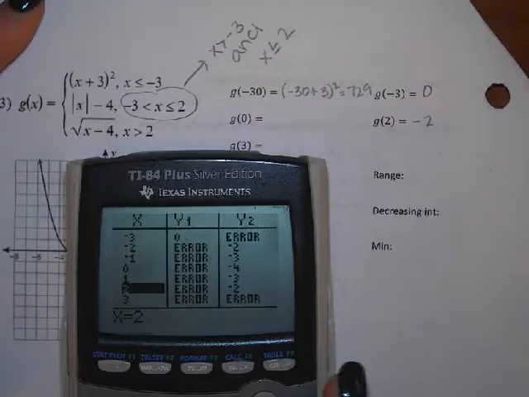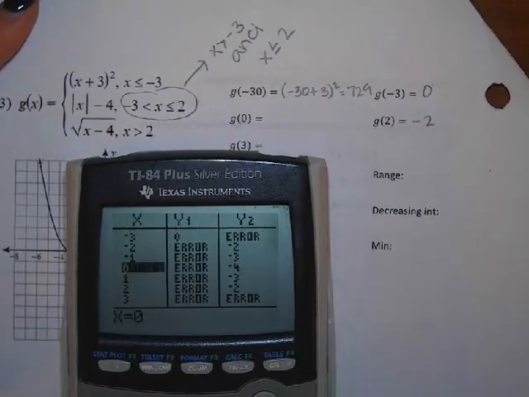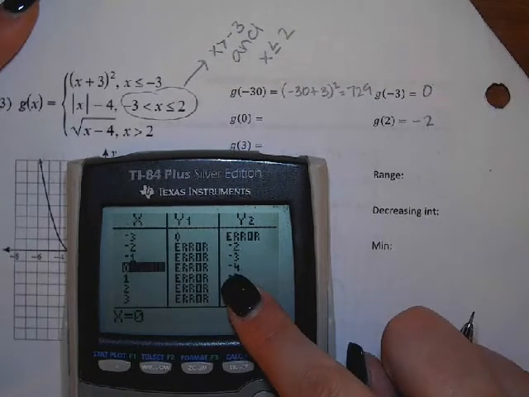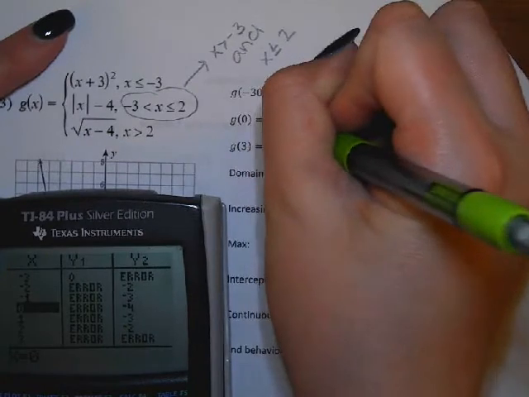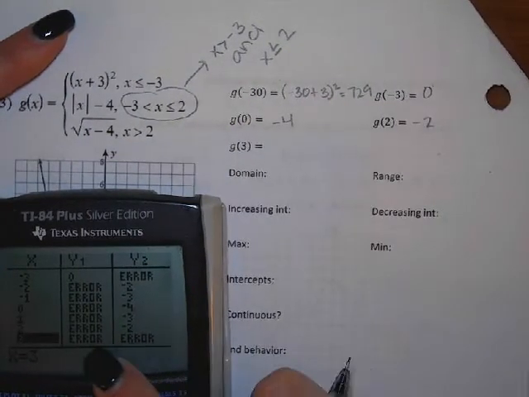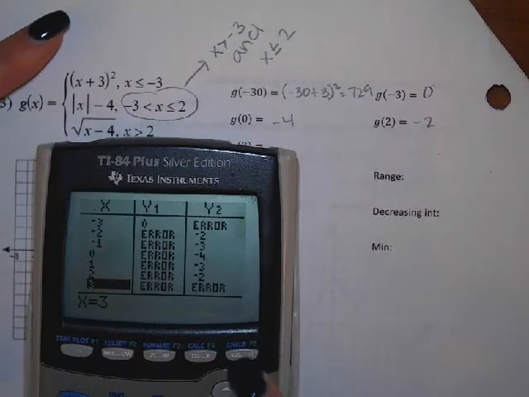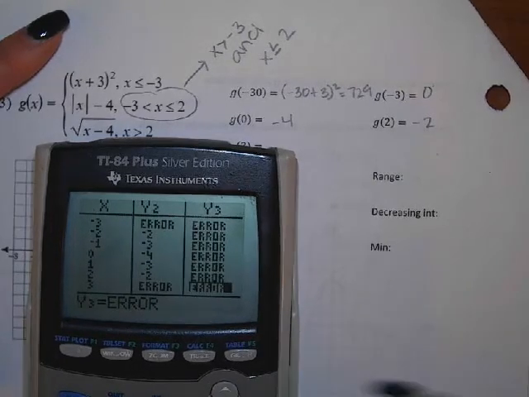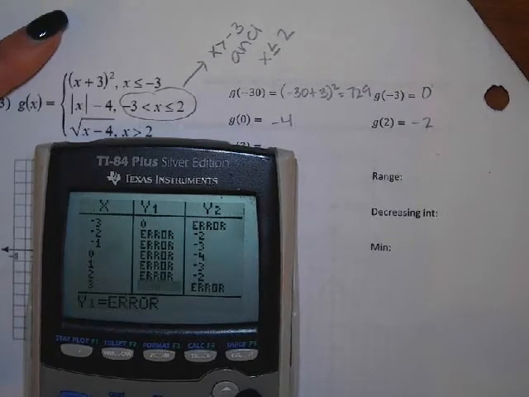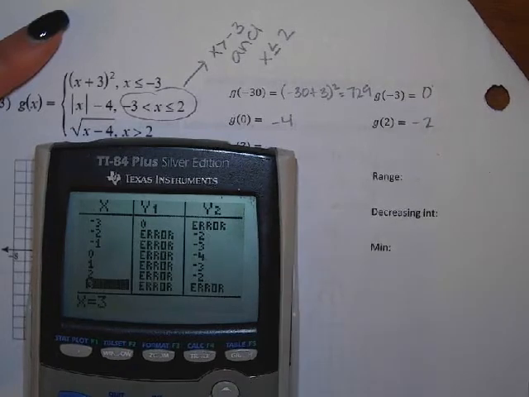Okay. What if I want to plug in 0? I don't use error. I use negative 4. What if I want to plug in 3? It says error, error. So I go over. All of them are error. What does that mean? Yeah, we're going to say undefined.